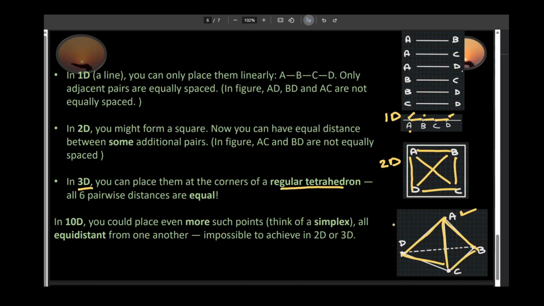So you saw that when we went from two-dimensional to three-dimensional space, we were able to place all our points in such a way that all pairwise distances are equal. In 10 dimensions, you could place even more such points. Think of a simplex such that all your points are at equal distance from one another. Now this would be impossible to achieve in a two-dimensional or three-dimensional space.